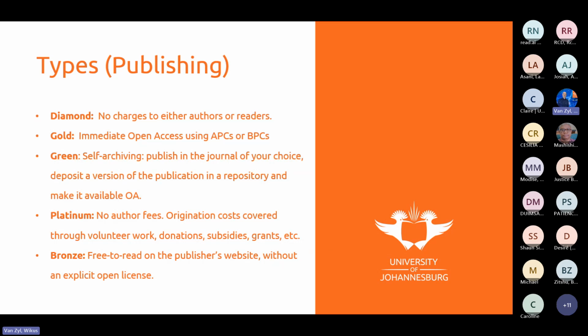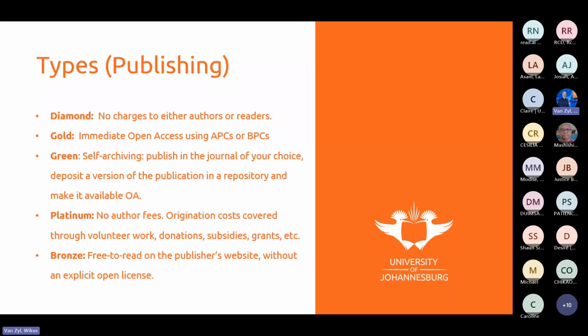And Gold Open Access means that there's immediate open access to publications, but the authors need to pay an article processing charge or a book processing charge. So there's always a fee to be paid by the author to have their books made available open access. Then there's Green Open Access. That is where authors self-archive their research outputs.